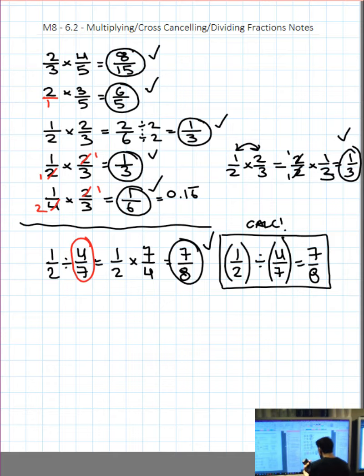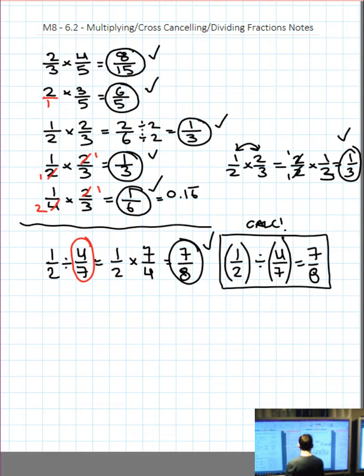So dividing fractions, just that simple. Flip the second fraction and change to multiplication. You could have multiple divided by, and we simply flip the fraction and change the sign in front of it. Okay, so let's take a look at a couple more examples.